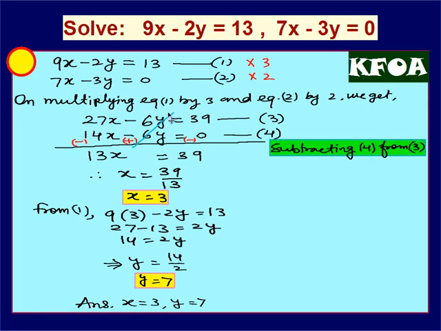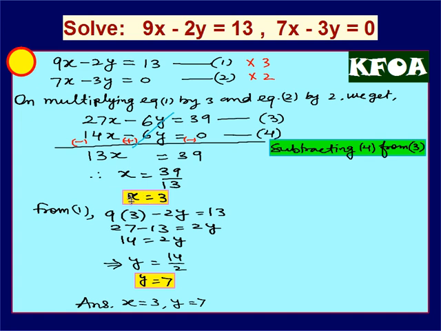So multiplying equation 1 by 3, so we get 27x minus 6y is 39, 13 3s are 39. And multiplying by 2 will double it. So 14x minus 6y is 0. When you subtract, I was telling this before, you have to change the sign. So positive will become negative, negative will become positive. So 27 minus 14 is 13 and 39 comes here, y gets cancelled. So x is 39 upon 13, which gives you 3.